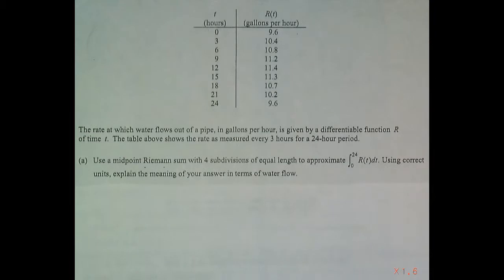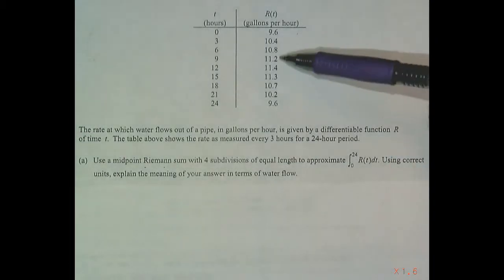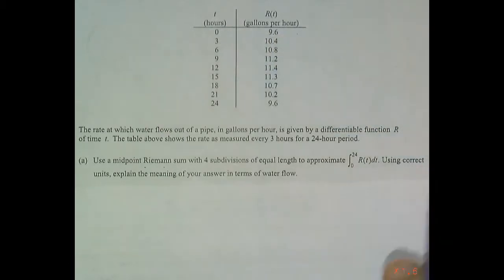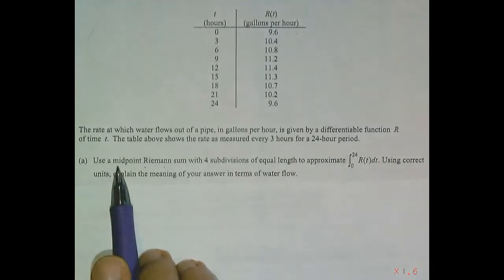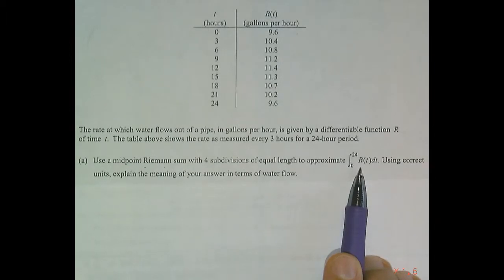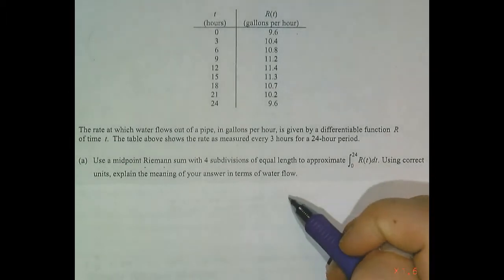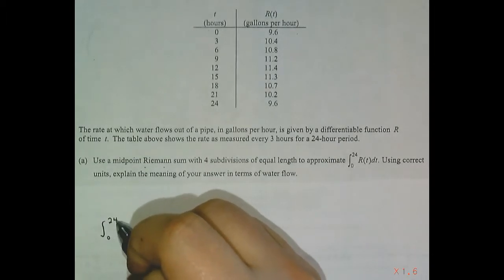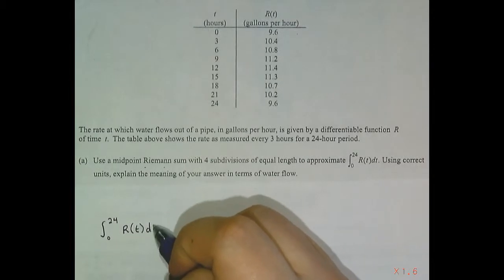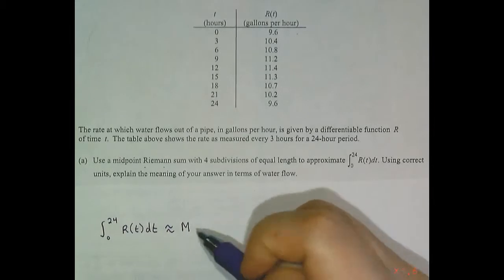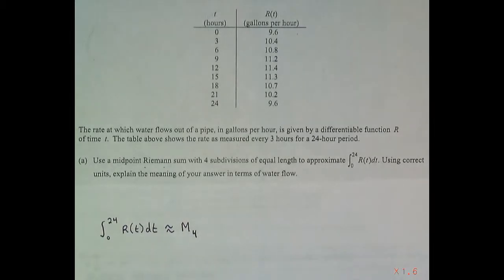So we're given a table which shows the rate of flow of water through a pipe over a 24-hour period, broken down into 3-hour increments. And they want us to use the midpoint Riemann sum with 4 subdivisions of equal length to approximate the integral from 0 to 24 of r of t. So we are going to be approximating r of t integrated on the boundary of 0 to 24 using the midpoint Riemann sum with 4 subintervals.